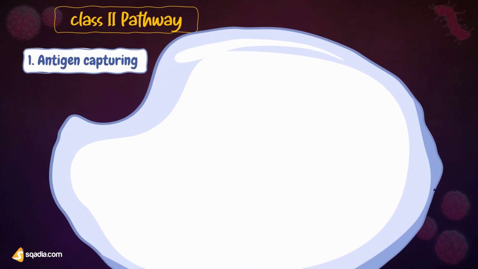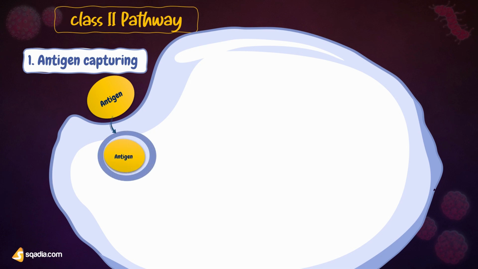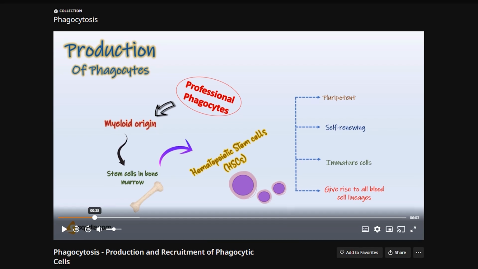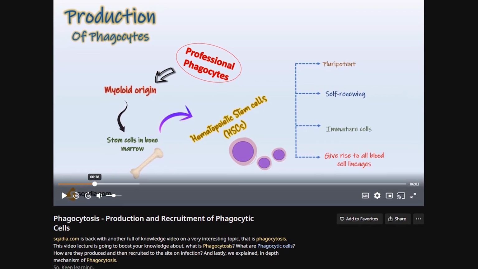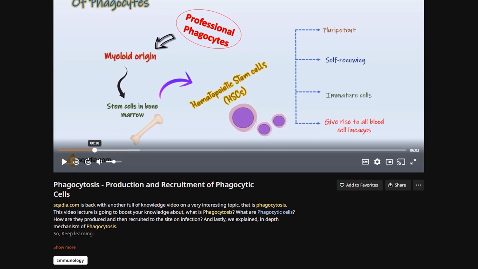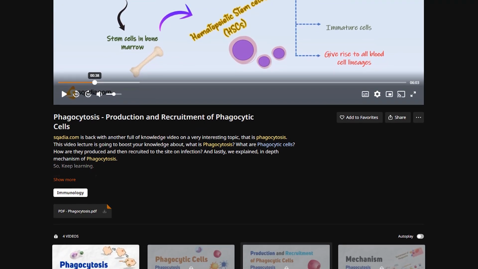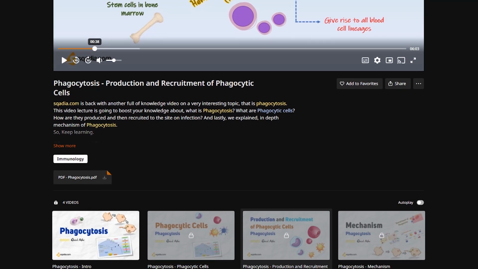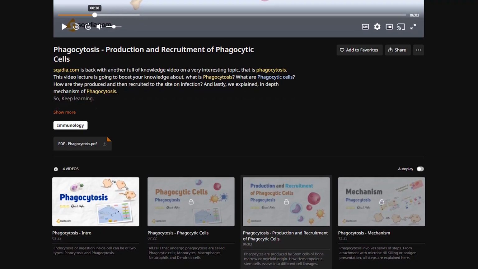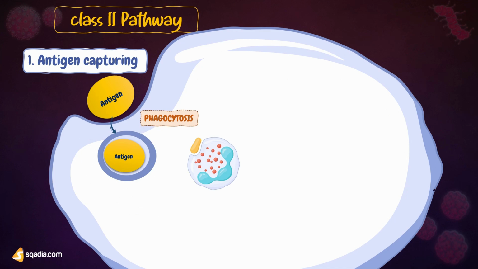Antigen-presenting cells, APCs, such as macrophages and dendritic cells, actively engulf and internalize extracellular pathogens, such as bacteria or parasites, through a process called phagocytosis. Now here, if you are interested to know the details of this process, then we have another amazing video for you, under the title Phagocytosis. But for brief revision, phagocytosis is mainly engulfment of the antigen within the cell.